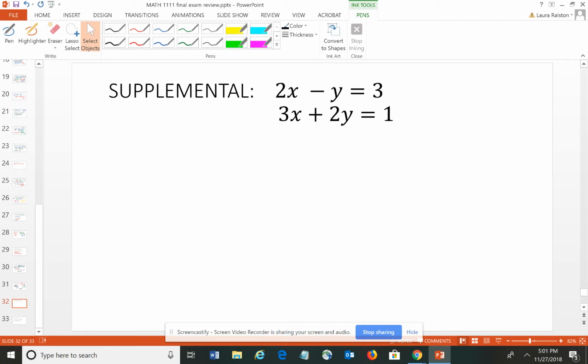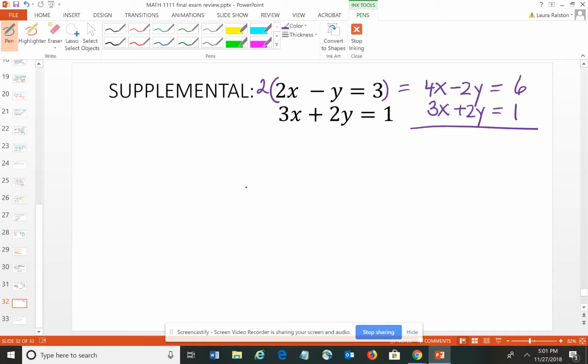Okay, then here's a supplemental one. Here again, we could do it either way, either by substitution and solve for y in the top equation, or we can use the elimination method, which again I prefer. So I'm going to multiply the top equation by 2. And when I do that, I have 4x minus 2y equals 6. And I'm going to add that to the second one, 3x plus 2y equals 1. So that I have 7x minus 2y plus 2y goes to 0 equals 7.